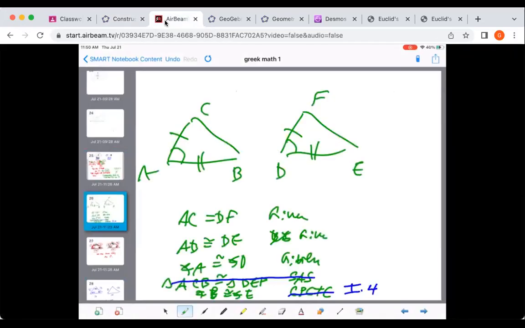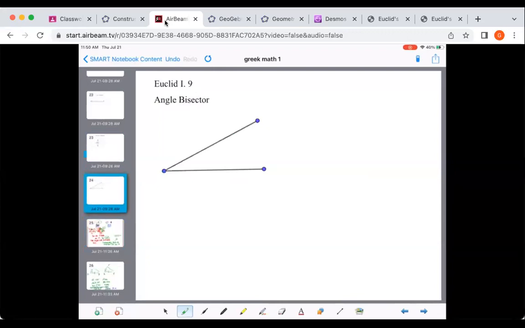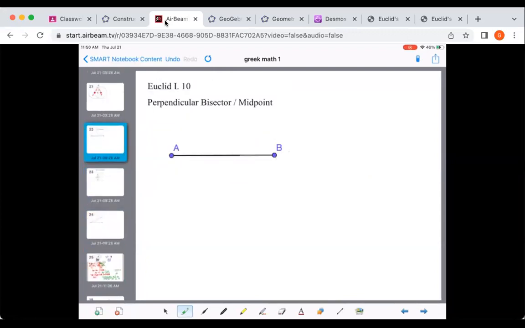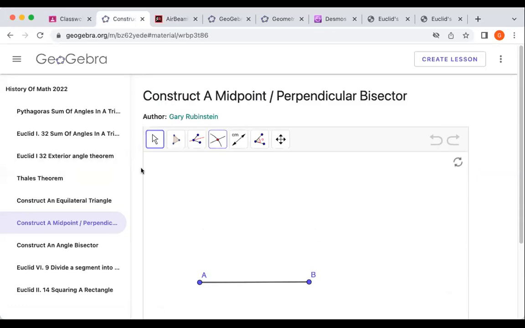I had these in the wrong order. Okay, book 1, proposition 10 is perpendicular bisector / midpoint of a line segment. And the reason it's 10 is because as one of its steps, it's going to use angle bisector, proposition 9. And that's why. And I'm so proud. I made all these things in GeoGebra, like limited toolkits and things. It was really hard.